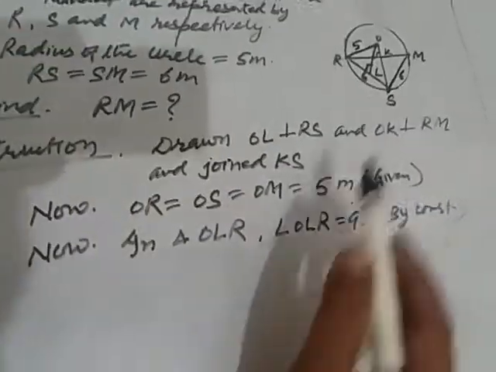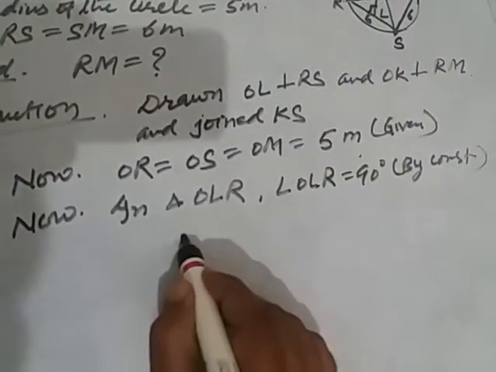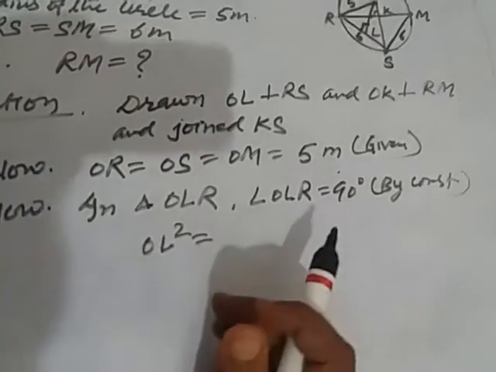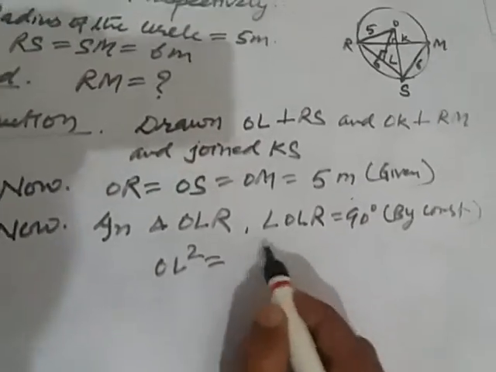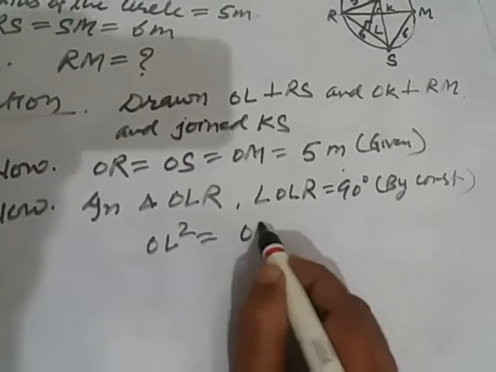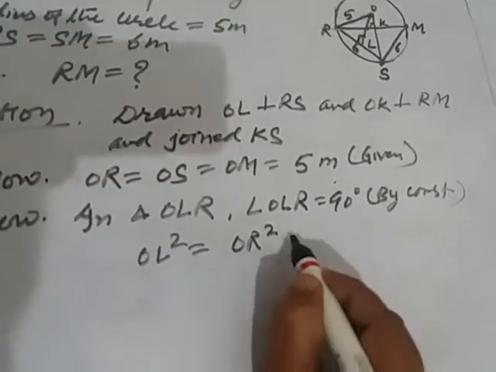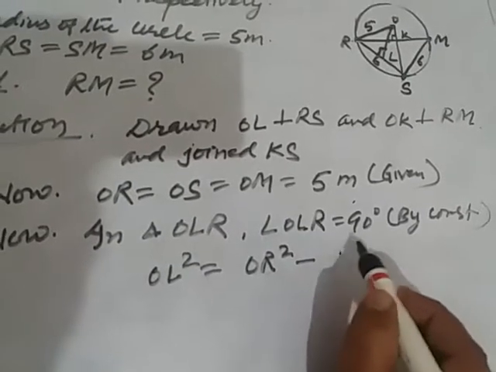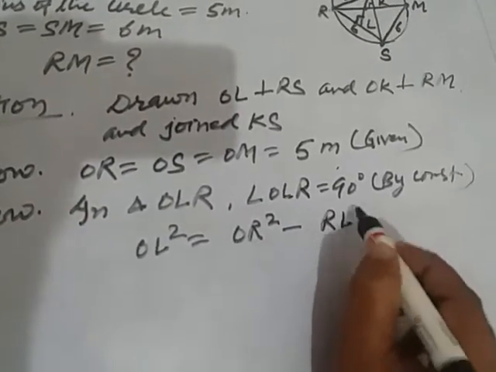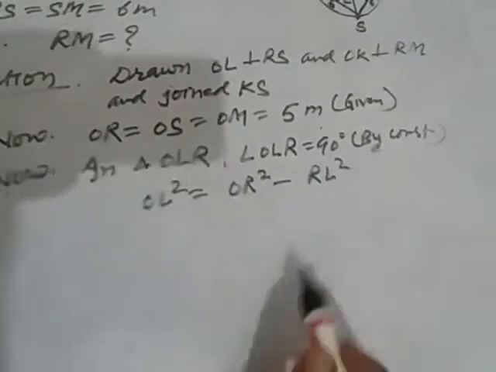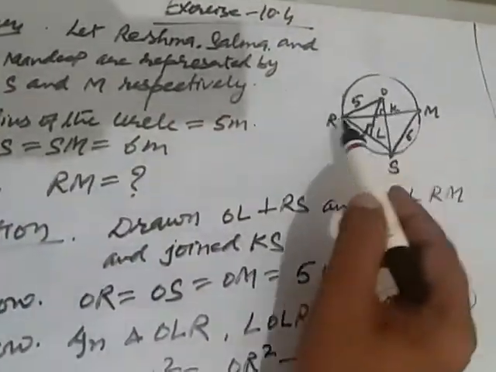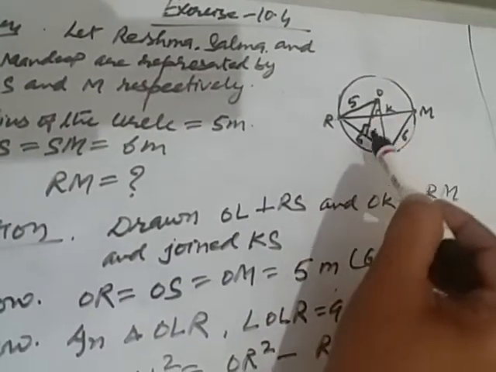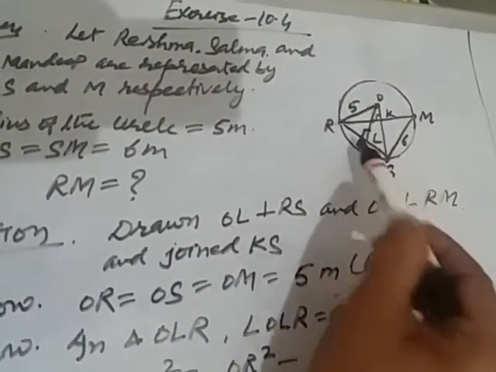This implies that, children, find out the distance of OL. Then OL square, see, transposed Pythagoras theorem we are going to use. OL square equal to what? OR square minus OL square, that is RL square. Right, children? OR is your hypotenuse. OL is your perpendicular and LR is the base.